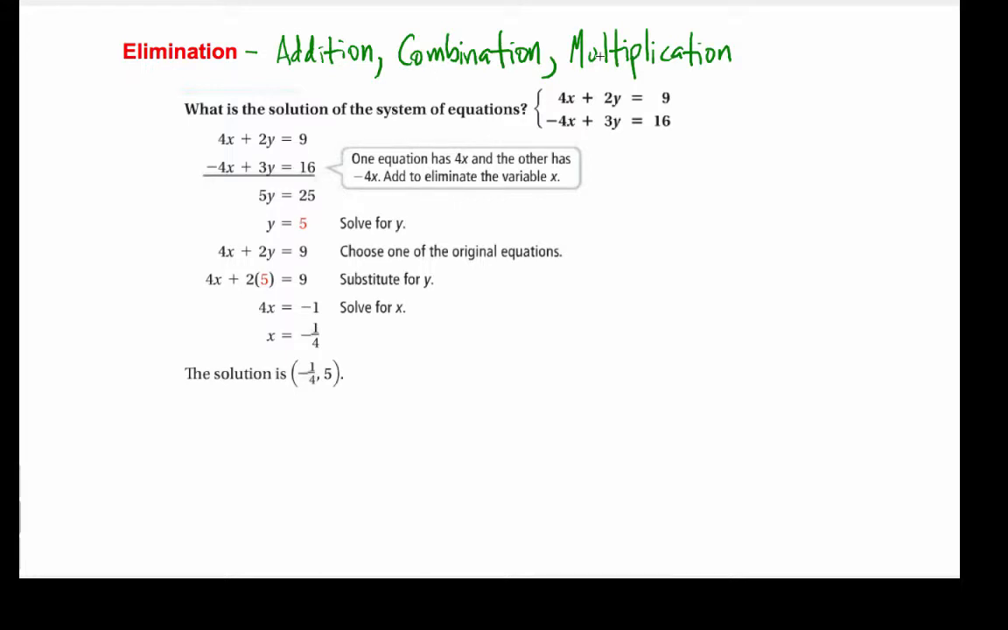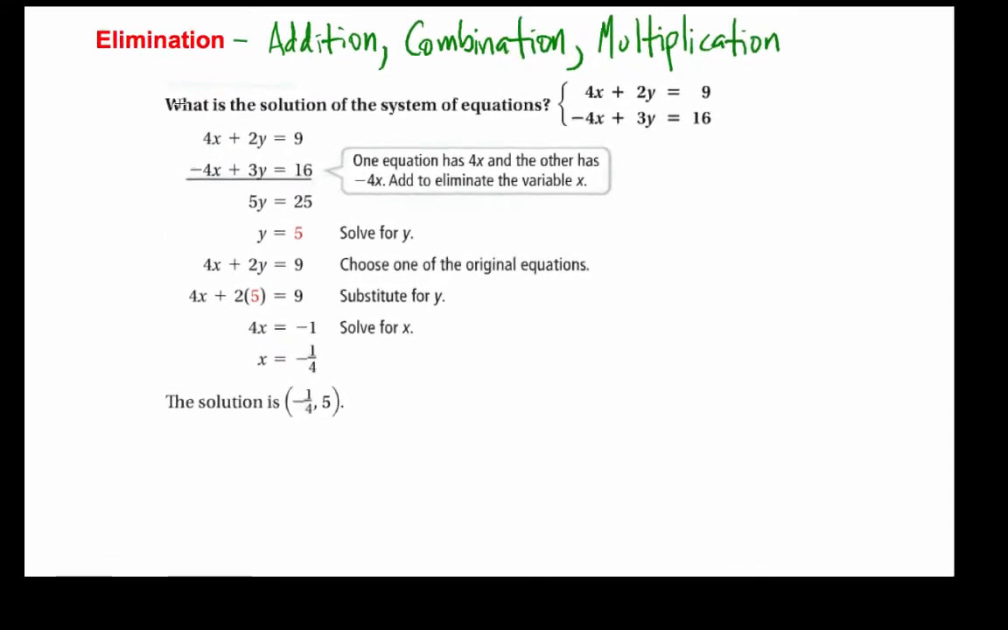And this could also be called the multiplication method, because if our system is not set up for the elimination to take place right away when we add the two equations together, it may be necessary to multiply one or both of the equations by some number so that when we do add them together, the elimination takes place.